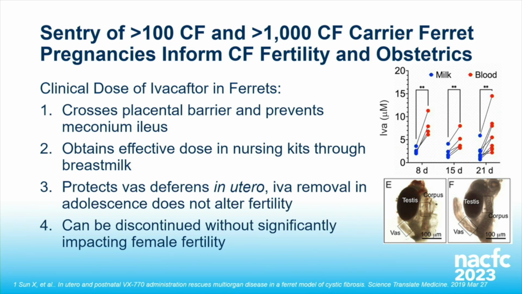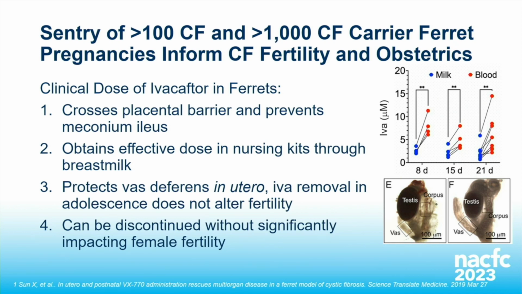So we've published this before, but clinical doses of ivacaftor in ferrets cross the placental barrier and prevent meconium ileus, which is a big plus. We can even dose the kits through the breast milk of the mother. It also gets through the breast milk, which is a big plus and helps us rear these. And even on the fertility front, we've learned a lot.